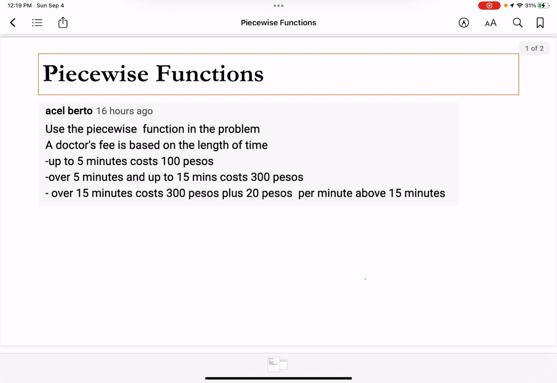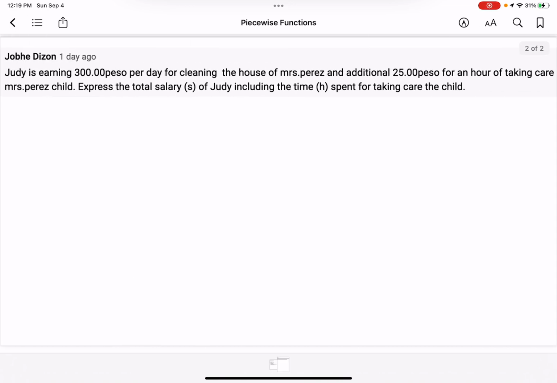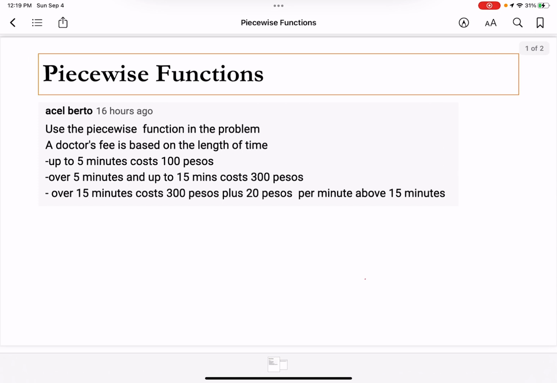Now, I was browsing my YouTube channel last night and I saw these problems. I got two problems here na kailangan kong sagutin. Okay, and I'm gonna be doing it right now. The first question was posted by Acel Berto 16 hours ago. So, ang sabi niya, use the piecewise function in the problem.